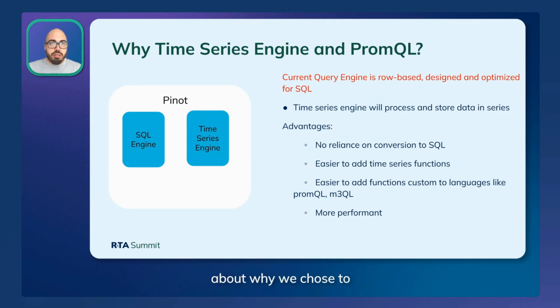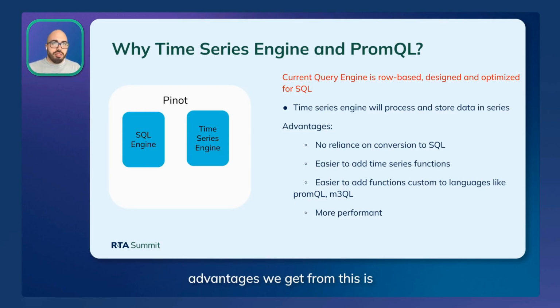I want to quickly talk about why we chose to implement a time series engine and more specifically implement PromQL. So Pinot has a SQL engine, and writing time series queries in SQL can be a bit awkward. So we wanted to take advantage of existing time series query languages, such as PromQL and M3QL. To support the features of these query languages, we didn't want to try to translate these query languages into SQL. We wanted to have a native engine to support them.